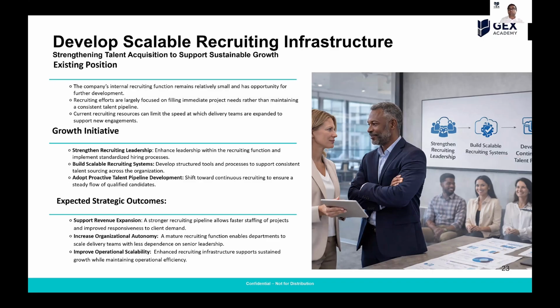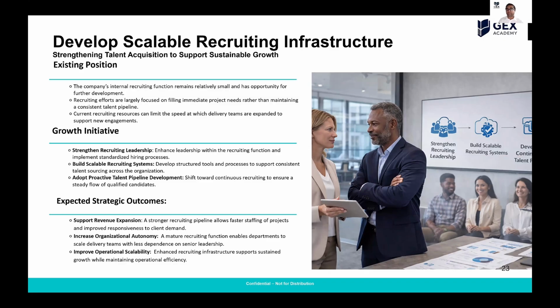The third initiative is adopting a more proactive approach to talent pipeline development, right? So rather than waiting for the client demand before beginning the recruiting efforts, management wants to continuously build relationships with qualified candidates and maintain a ready pipeline of talent. This can significantly reduce time to fill metrics and improve responsiveness when new opportunities arise, right? So management believes that these initiatives can produce several important outcomes. The first outcome is again supporting revenue expansion, right? So a stronger recruiting engine allows the company to staff projects more quickly and also pursue a larger volume of opportunities without being constrained by talent availability, right? The second expected outcome is increased organizational autonomy.